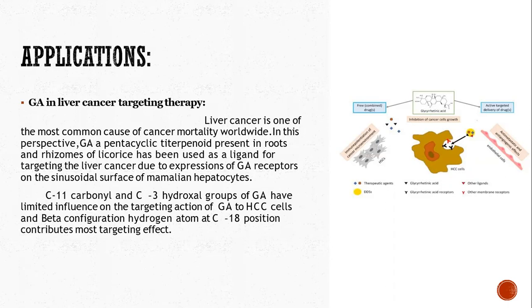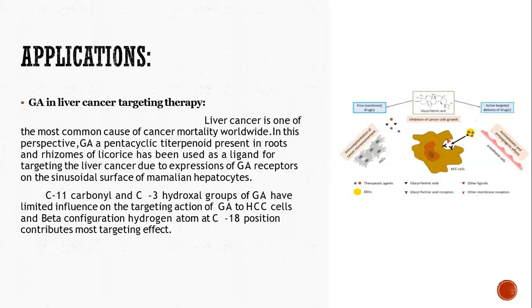In liver cancer treatment, GA was used because of its receptors, which work as the ligand for the mammalian hepatocytes present on the cellular membranes, which serve as a target for liver cancer. The C11 carbonyl and C3 hydroxyl groups of GA have limited influence on the targeting action of GA to HCC cells, and the beta configuration hydrogen atom at C18 contributes most to targeting.